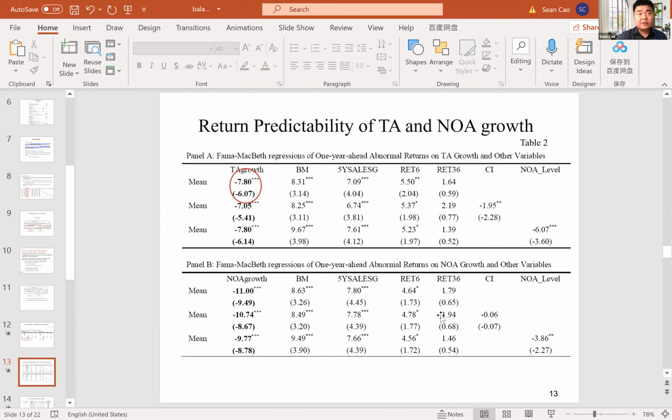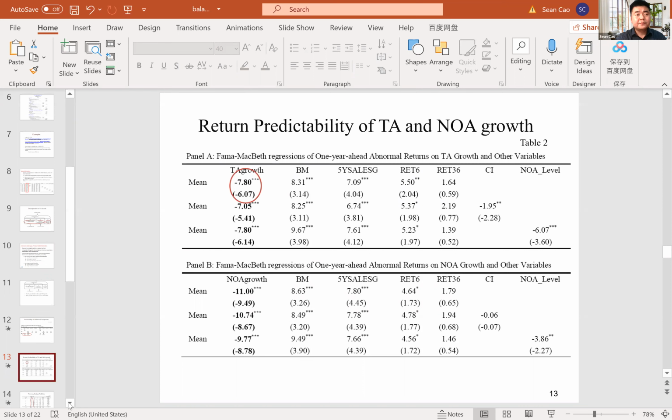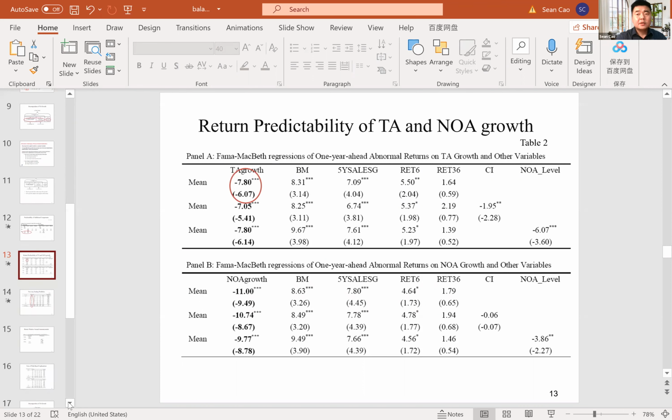And we also can run this separately, to see that the returns are different from each other. When you control for other variables, because you have to control for other variables, you can see that the returns are also different, with one stronger than the others. Yeah. So let's keep moving.